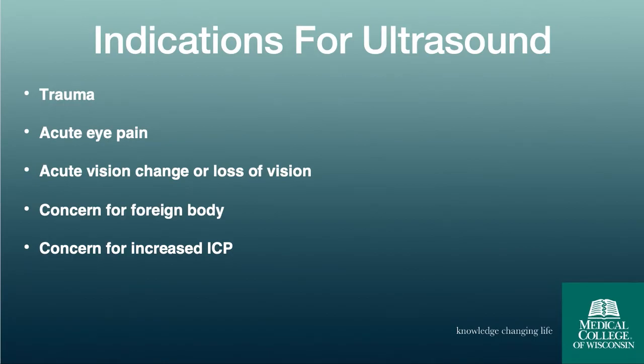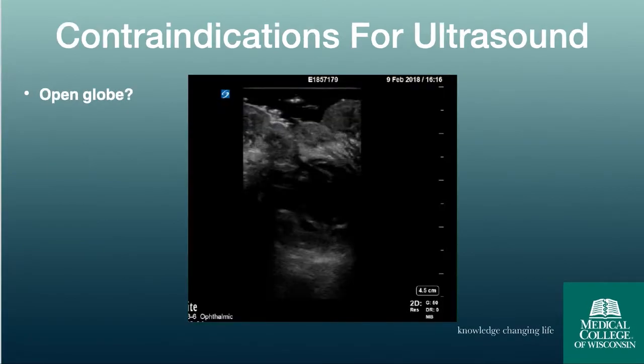Indications for ultrasound are trauma, acute eye pain, acute vision change or vision loss, and concern for foreign bodies or increased intracranial pressure. So contraindications are an open globe. If you have an open globe, just go ahead and call an ophthalmologist. If you think there may be an open globe, make sure that you're using a lot of gel and applying as little pressure as you can to the eye during the exam.